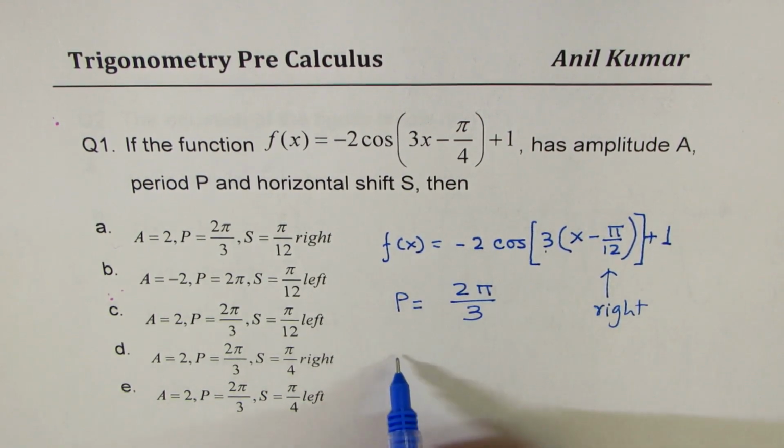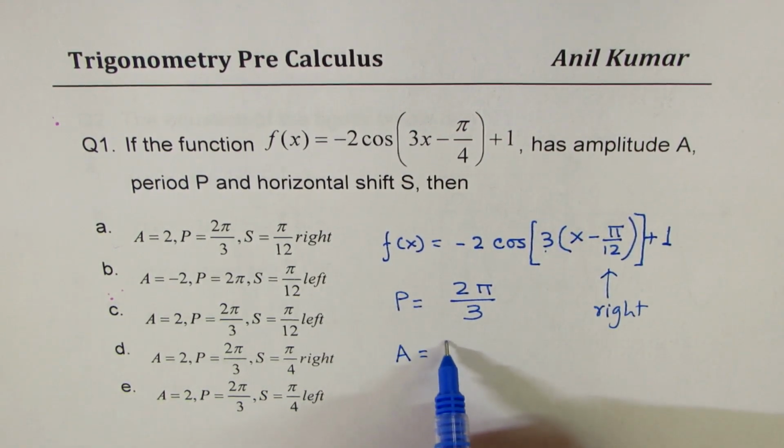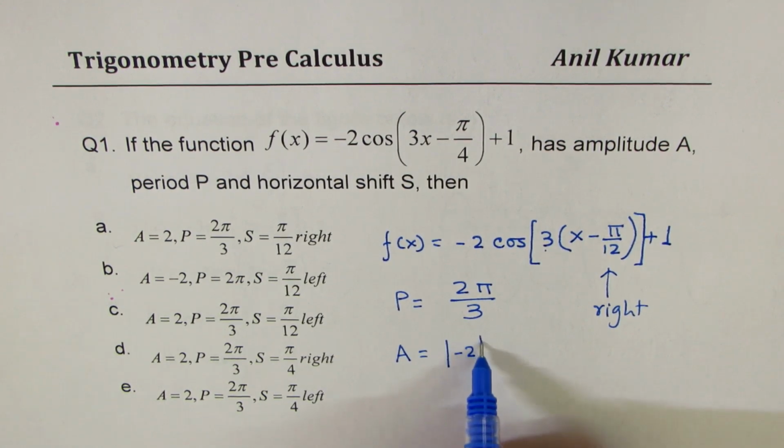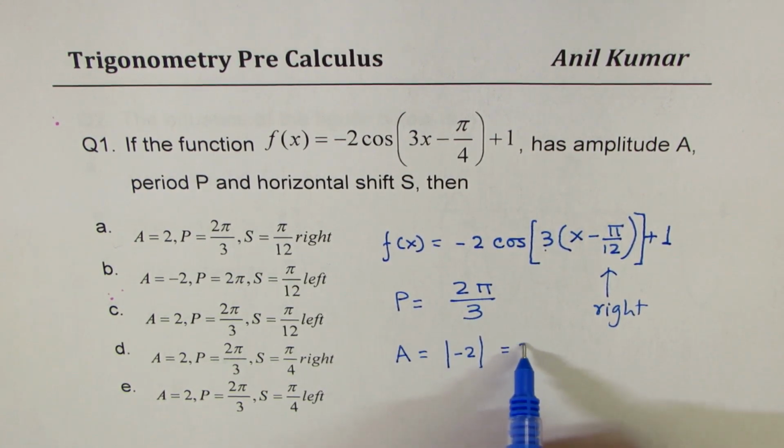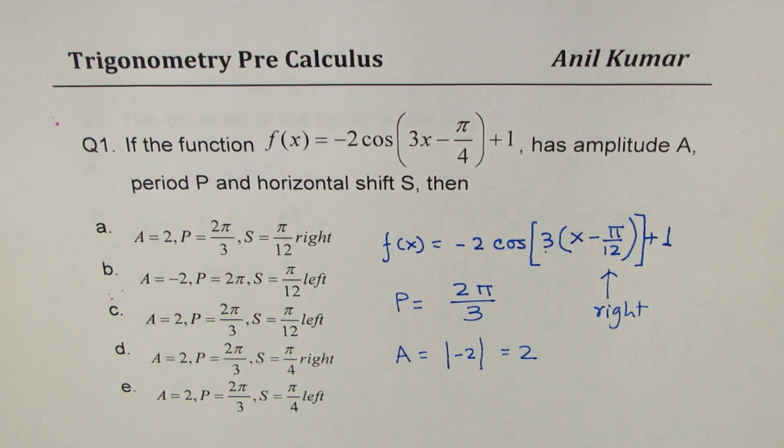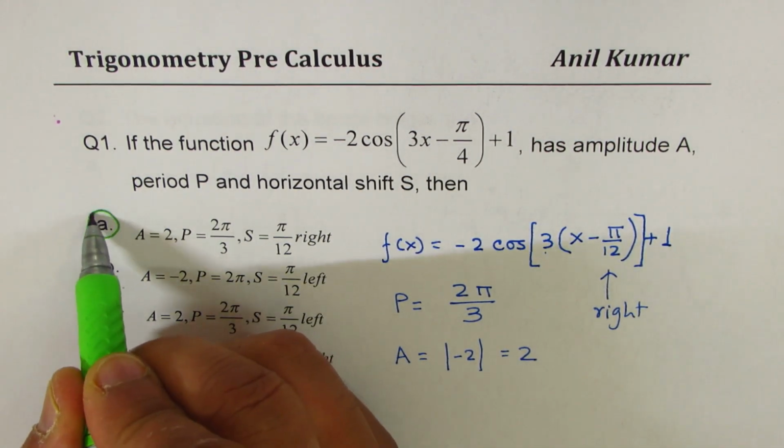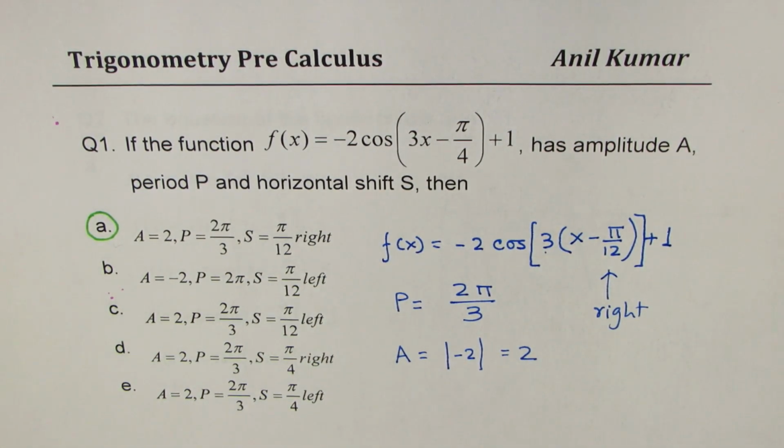Amplitude is always positive. Remember that amplitude is always positive value. So never write negative 2, correct? So that gives you the answer. So clearly we have our answer as option A, correct? Where amplitude is 2. Hope most of you must have got this one. So let's now take up the next question.